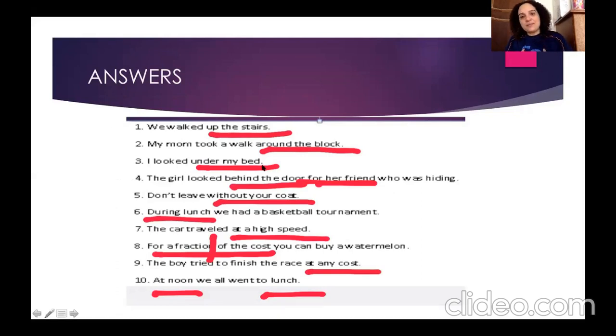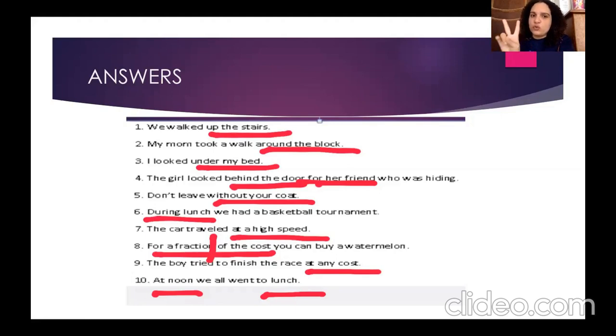I looked under my bed. Under my bed is the prepositional phrase. Under, preposition; bed, object of the preposition. The object of the preposition is always the last word in the prepositional phrase. And the preposition is always the first word in the prepositional phrase. So that's very easy, right?